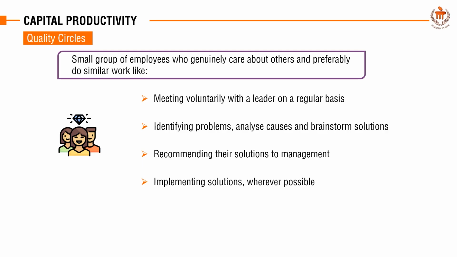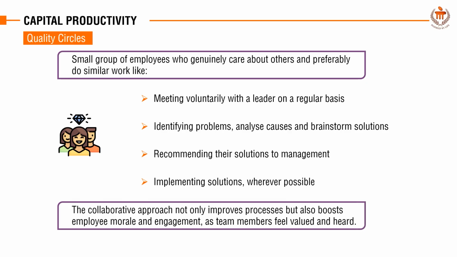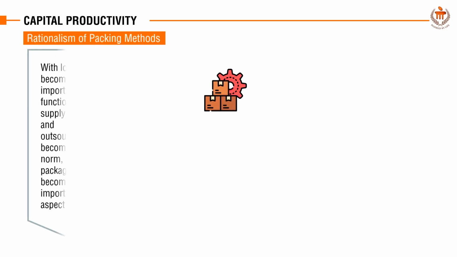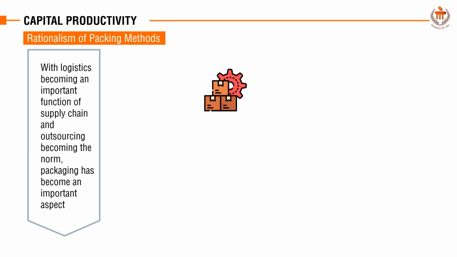Wherever feasible, the quality circle takes the initiative to implement their proposed solutions, empowering employees to enhance productivity and quality within their organization. This collaborative approach not only improves processes but also boosts employee morale and engagement as team members feel valued and heard. Lastly, we have the fifth strategy, rationalization of packaging methods.